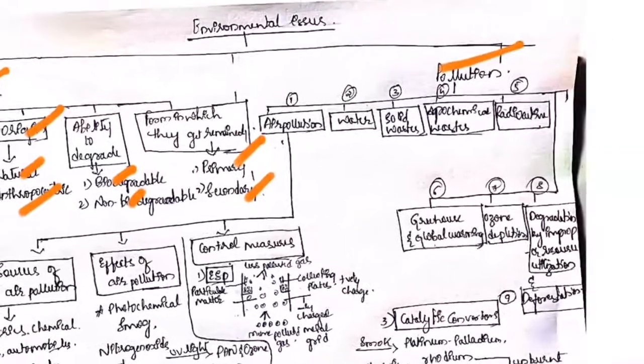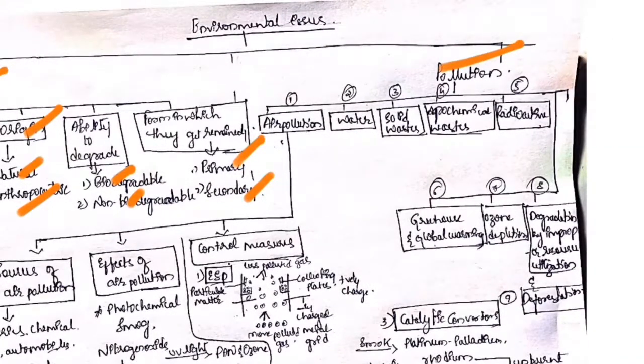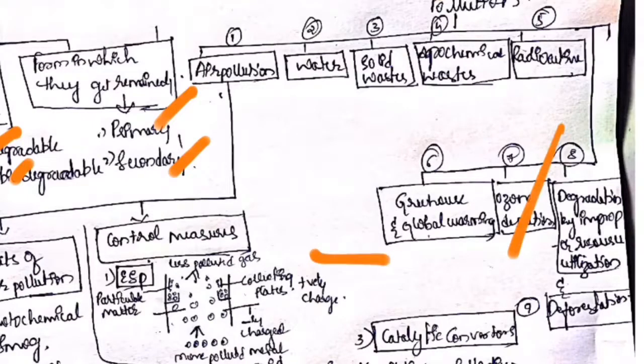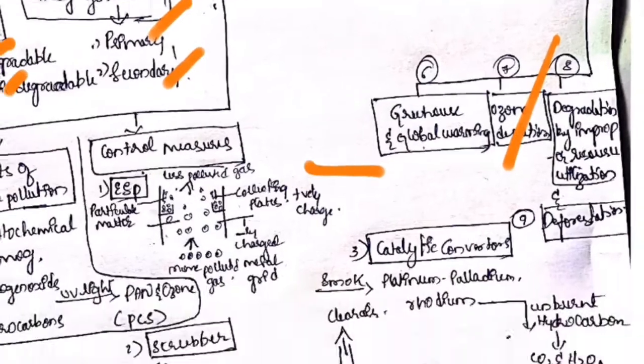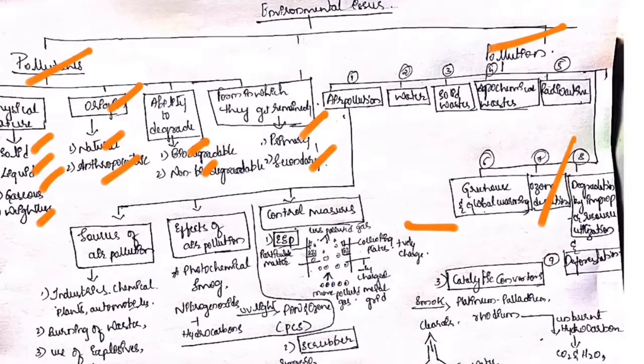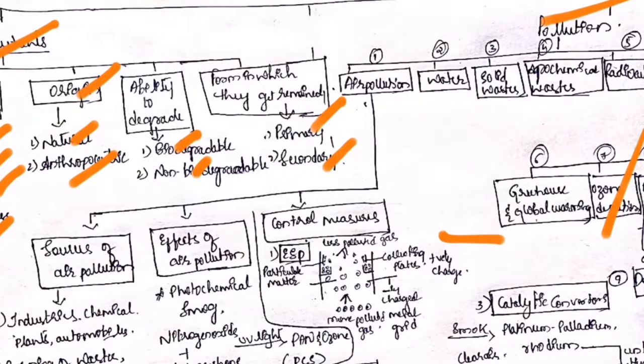Next is pollution. Pollution can be divided into 8 parts. First one is air pollution and its control, water pollution and its control, solid waste and its management, agrochemical waste and its management, radioactive waste and its harmful effects and its control, greenhouse effect and global warming, ozone depletion, degradation by improper resource utilization, and next one is deforestation. So let's go with air pollution. In this video, let us discuss only air pollution.